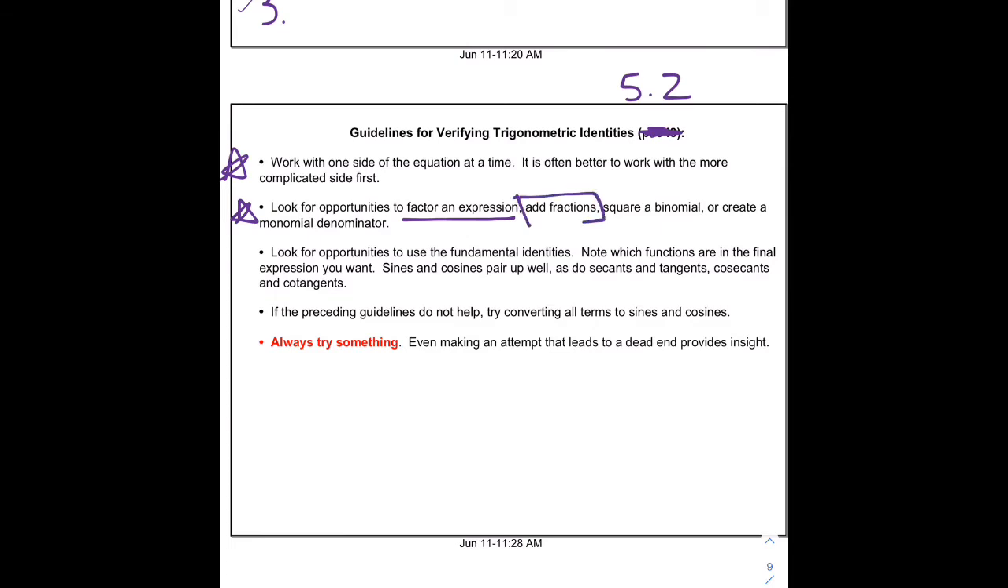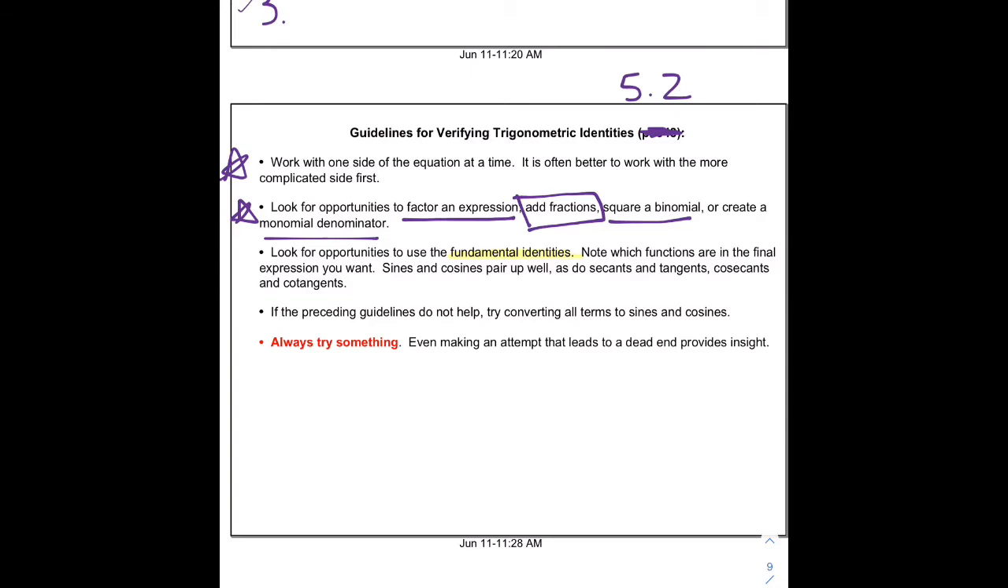Sometimes you have to get a common denominator and add fractions. I'm going to show you some problems where squaring a binomial helps or creating a monomial denominator helps. But you're going to have to use some of your algebra skills combined with looking for opportunities to find the fundamental identities. And that's why this is not a recipe. Sometimes you have to use an identity first and you don't know which one it is. You have to try something.